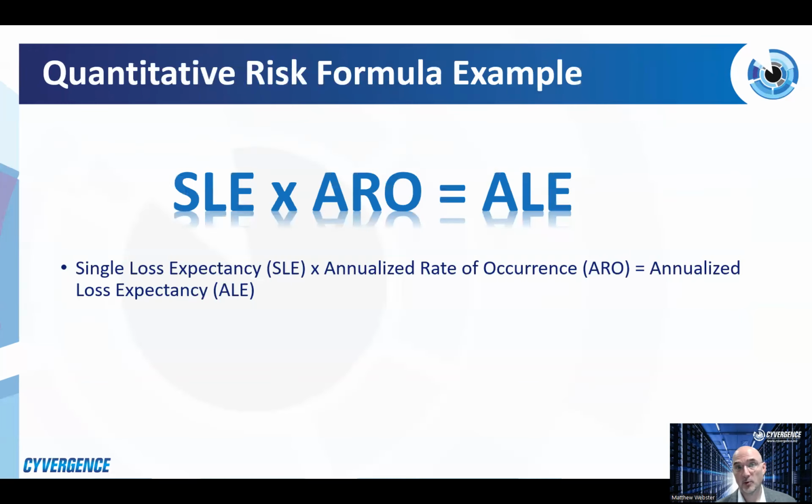So let's go into a quantitative risk formula example. We've got single loss expectancy. This is the total cost, usually in dollar value. It could be different depending on the country that you're in, but it's the single loss expectancy of a particular event. So let's say that event is $10 million. But the annualized rate of occurrence is once out of 10 years, something like that will occur. So that $10 million becomes an annualized loss expectancy of $1 million.